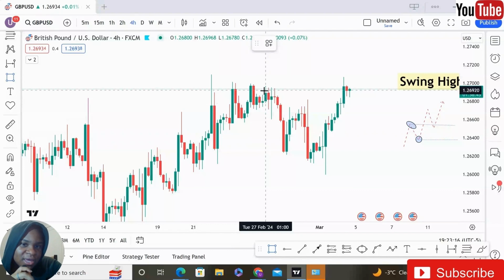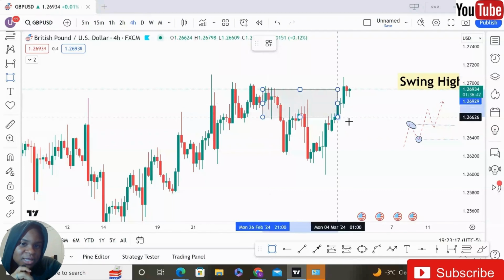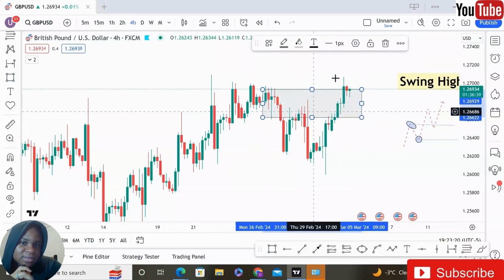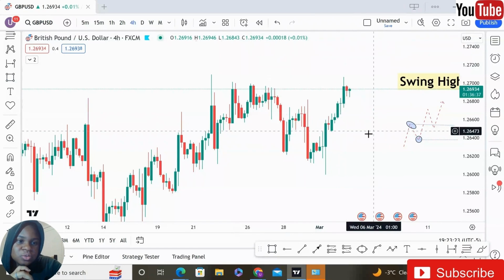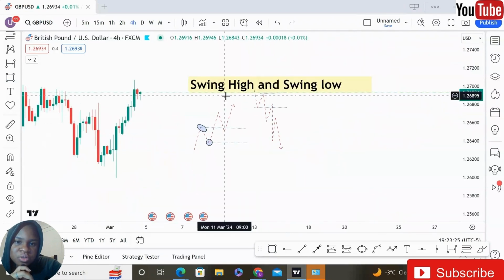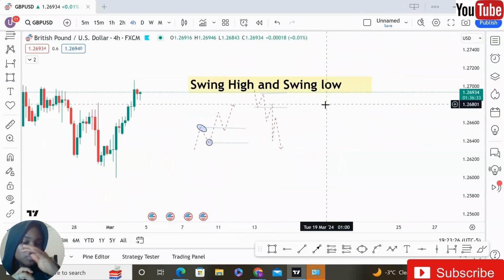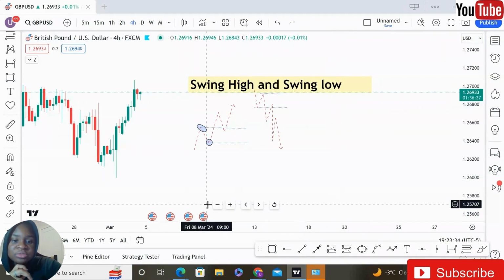So I'm going to mark here as my entry, which market came here to react. Do you see it? So this is the whole summary of a swing low and a swing high, and I hope you're able to understand a bit of it and practice it on your own on how to analyze your chart. I hope this video was helpful.